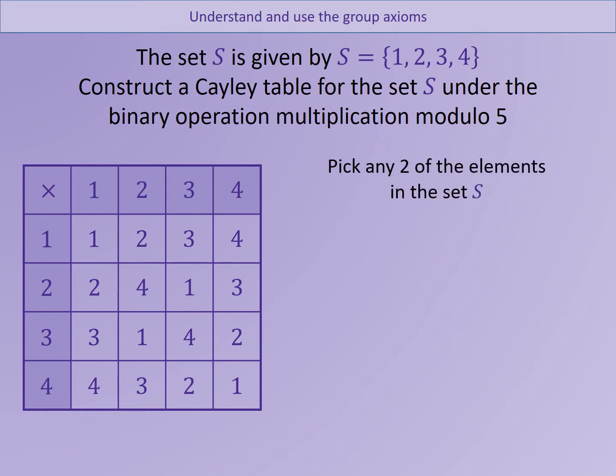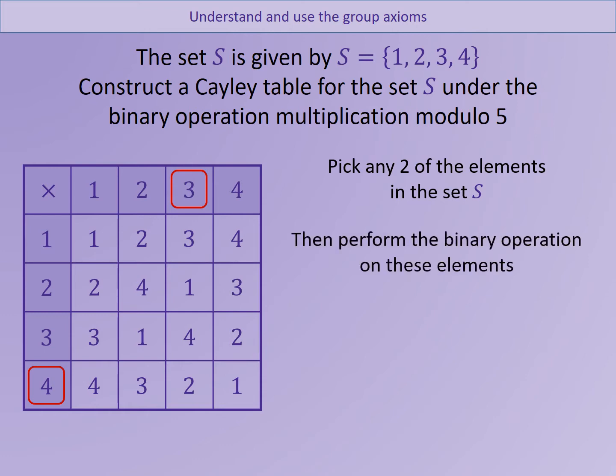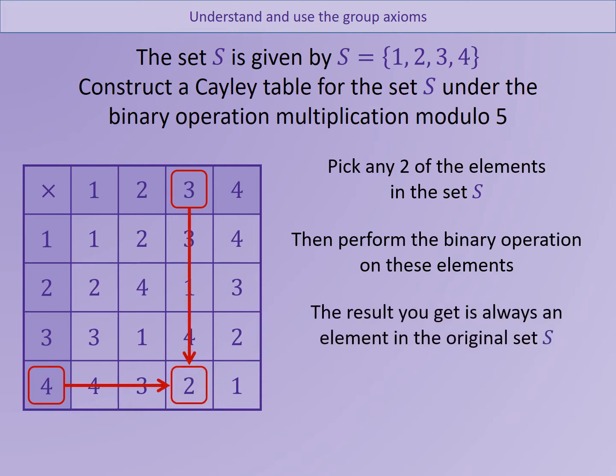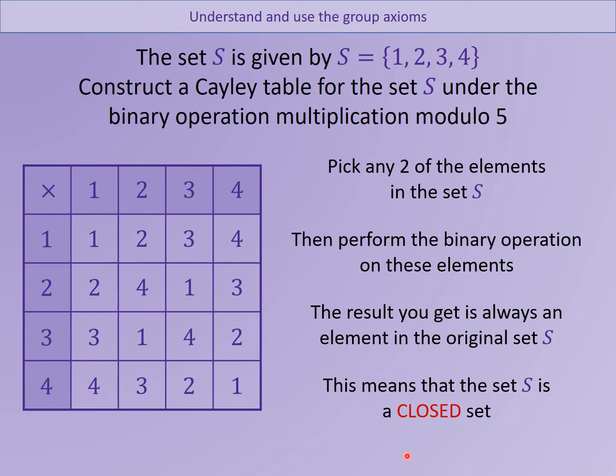Now all those rules are important. Pick any 2 elements in the set S. Doesn't matter which ones they are. If you perform the binary operation on those elements, the result you get is always in the original set. It doesn't matter which 2 numbers you pick. I just randomly picked 3 and 4. Whatever numbers you pick, you'll notice that when you multiply under modulo 5, the answer you get is always in the original set.